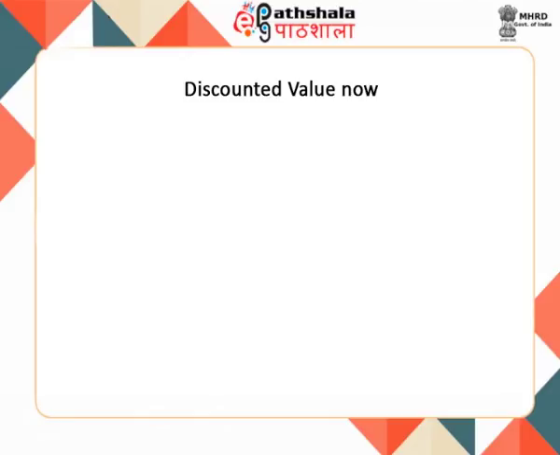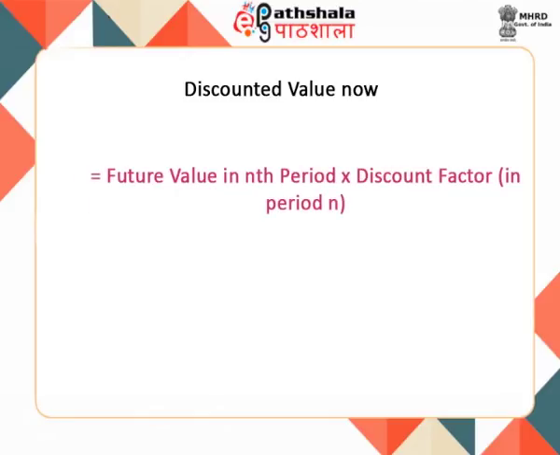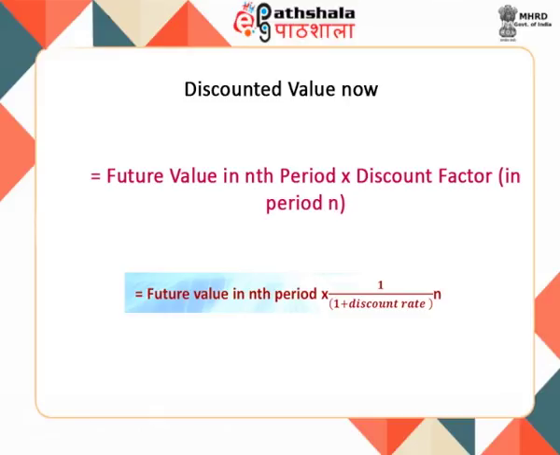Discounted value now can be calculated by multiplying future value in the nth period by the discount factor in period n, or multiply future value in the nth period by 1 divided by (1 plus discount rate) to the power n.